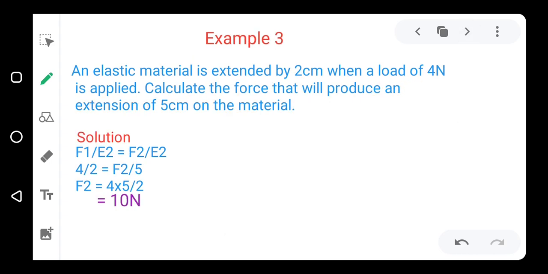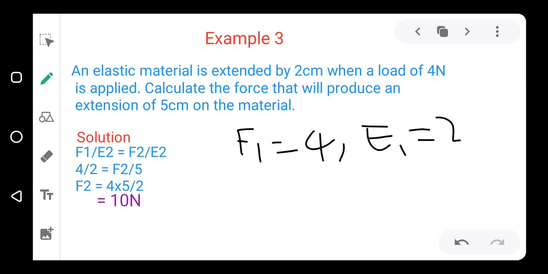Example 3. An elastic material is extended by 2 cm when a load of 4 Newton is applied. Calculate the force that will produce an extension of 5 cm on the material. Now here we bring out our parameters. We have F1 is equal to 4 and E1 is equal to 2. Calculate the force, then F2 we don't know it and E2 we know it. Extension E2 is equal to 5.